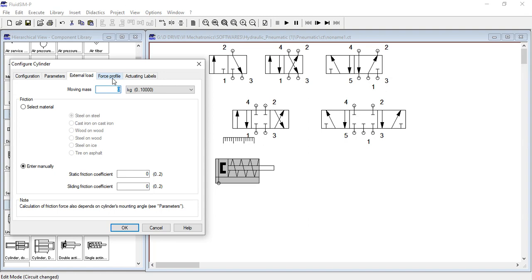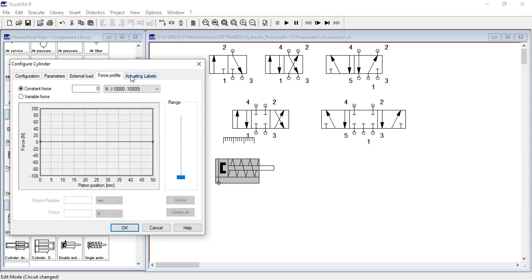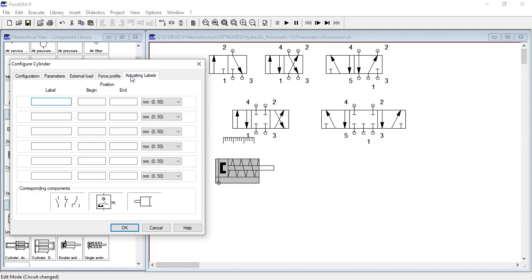So let's move to the sensing part. Actuating labels is what we are going to do. Suppose there is this cylinder named A. Its label will start with A and its position will be either 0 or 1. A0 stands for retracted and A1 stands for extracted.